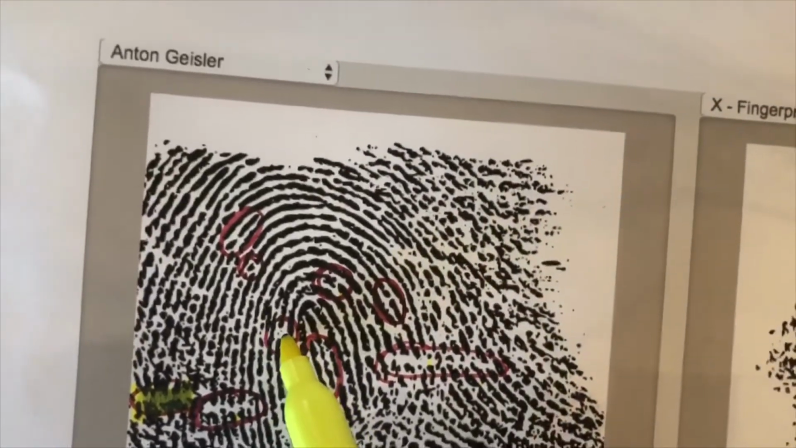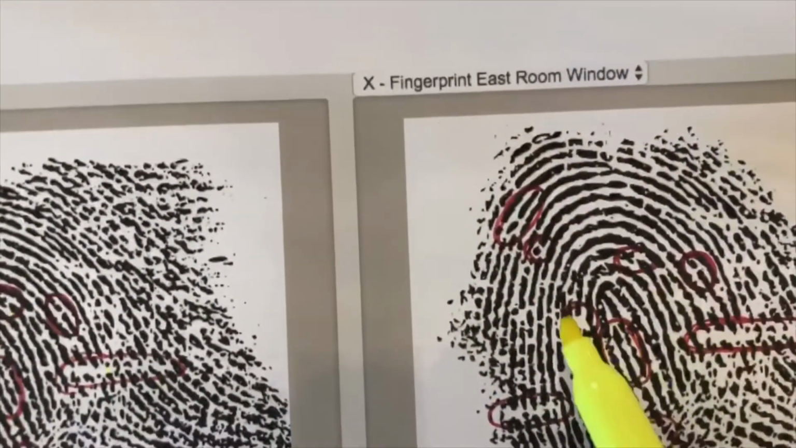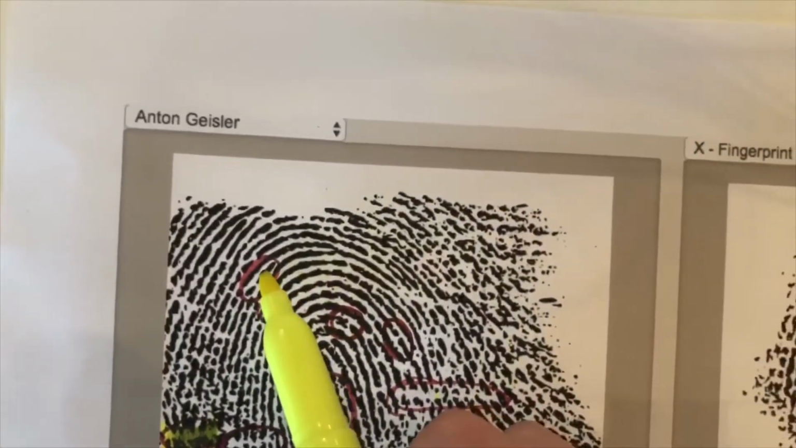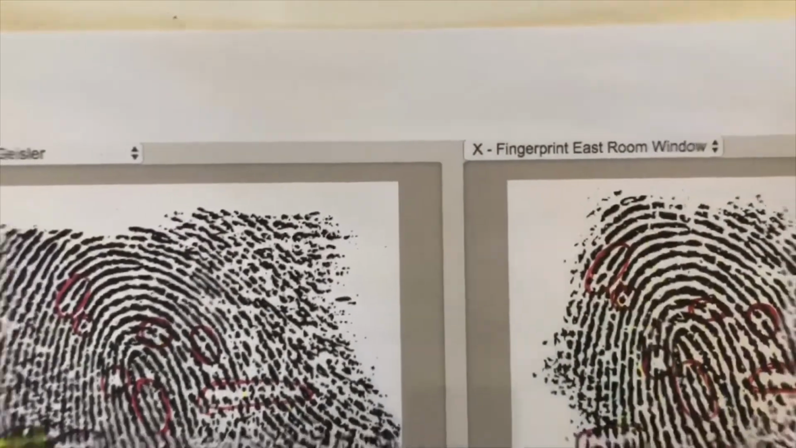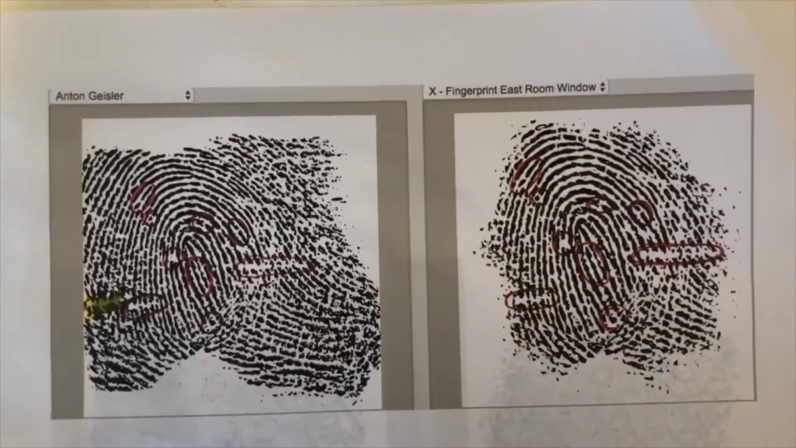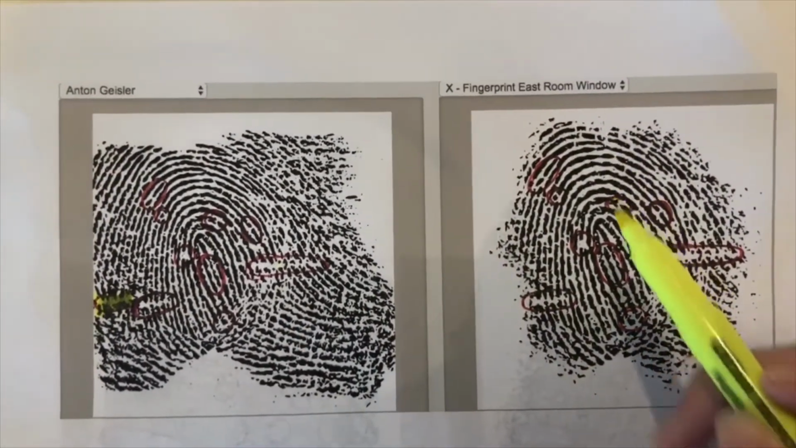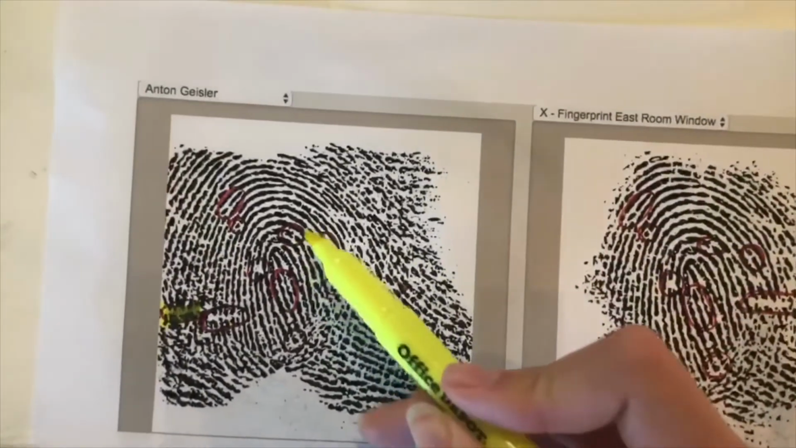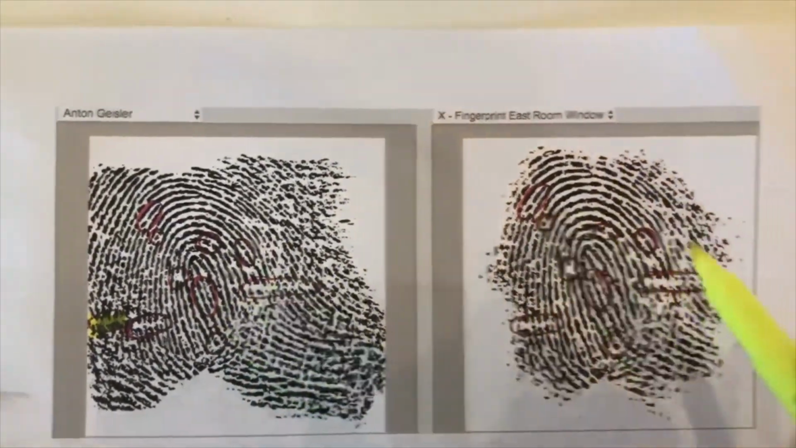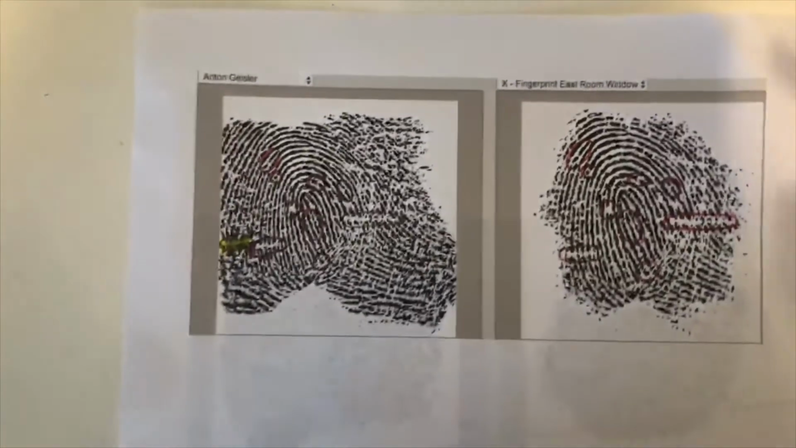Next to that, another ridge ending. Next to this, another ridge ending. Above that, a dot, dot, ridge ending, ridge ending. And another ridge ending here and dot below, ridge ending here and dot below. Due to these matching minutia, you can say that these two fingerprints are indeed comparable.